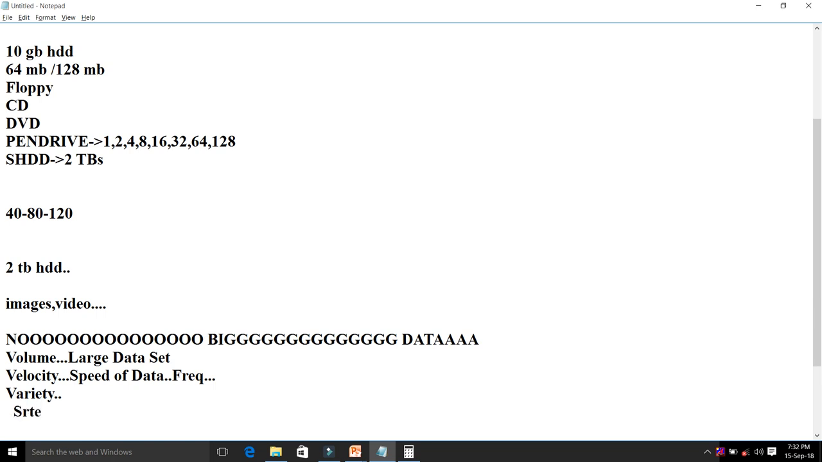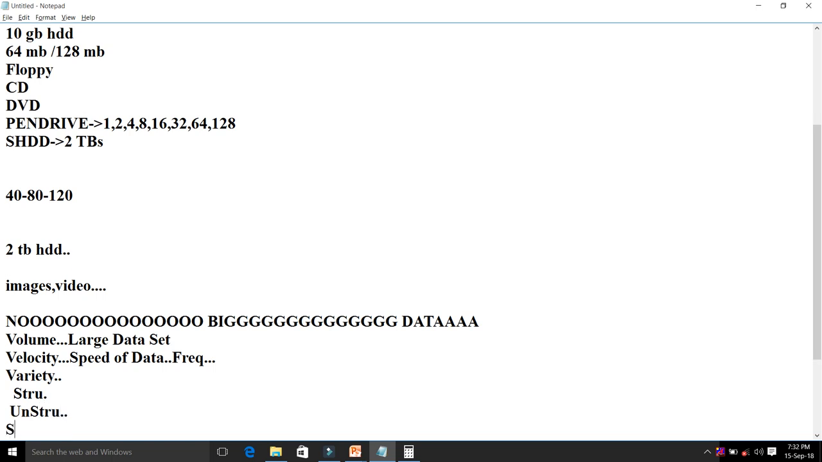One is structured, unstructured, and semi-structured. Three kinds of data variety. We find these when we analyze the data in the velocity. Structured data is normal data which we store in tables, which have some patterns, some columns, and some rows. Every data item has some identity. This is called structured data.